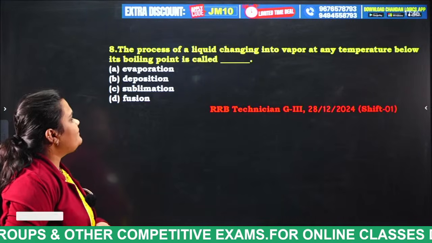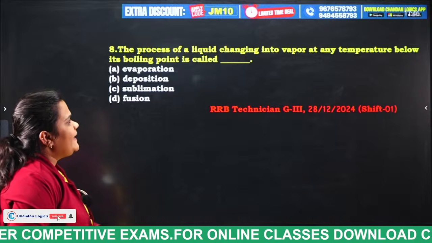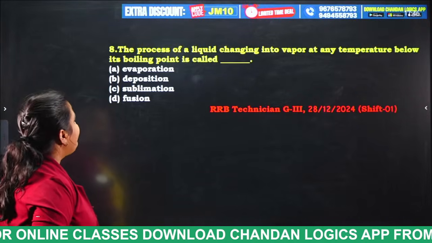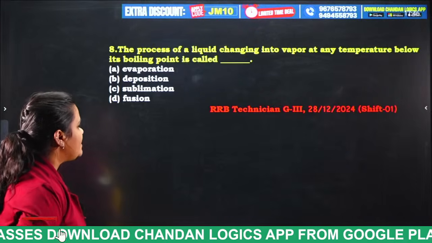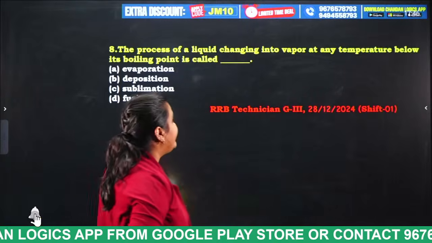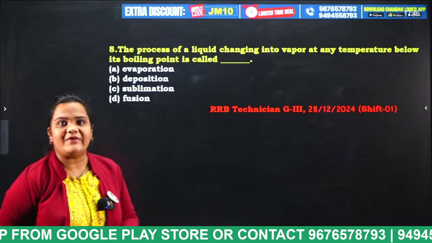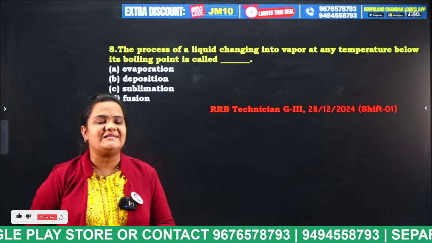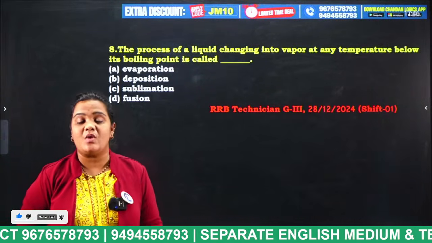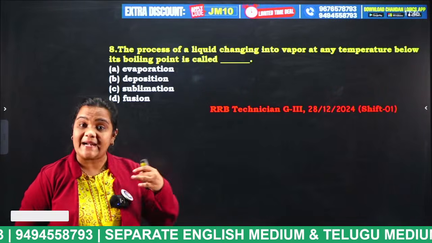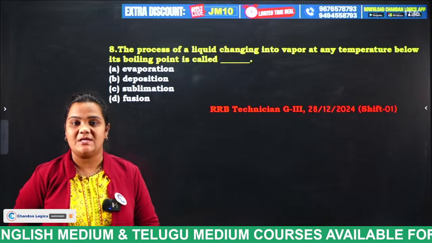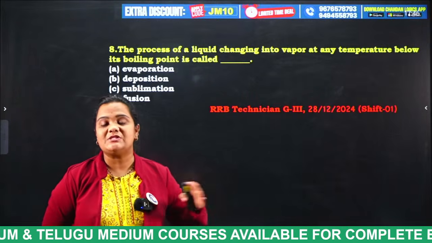The process of a liquid changing into vapor at any temperature below its boiling point is called: evaporation, deposition, sublimation, fusion. So this is the question which has come in RRB Technician Grade 3. So what is the answer for this question? All of you mention your answers in the question, students. Okay, we all know what is the sublimation process, what is the evaporation process, what is the condensation process, what is the fusion process, what is the deposition process.